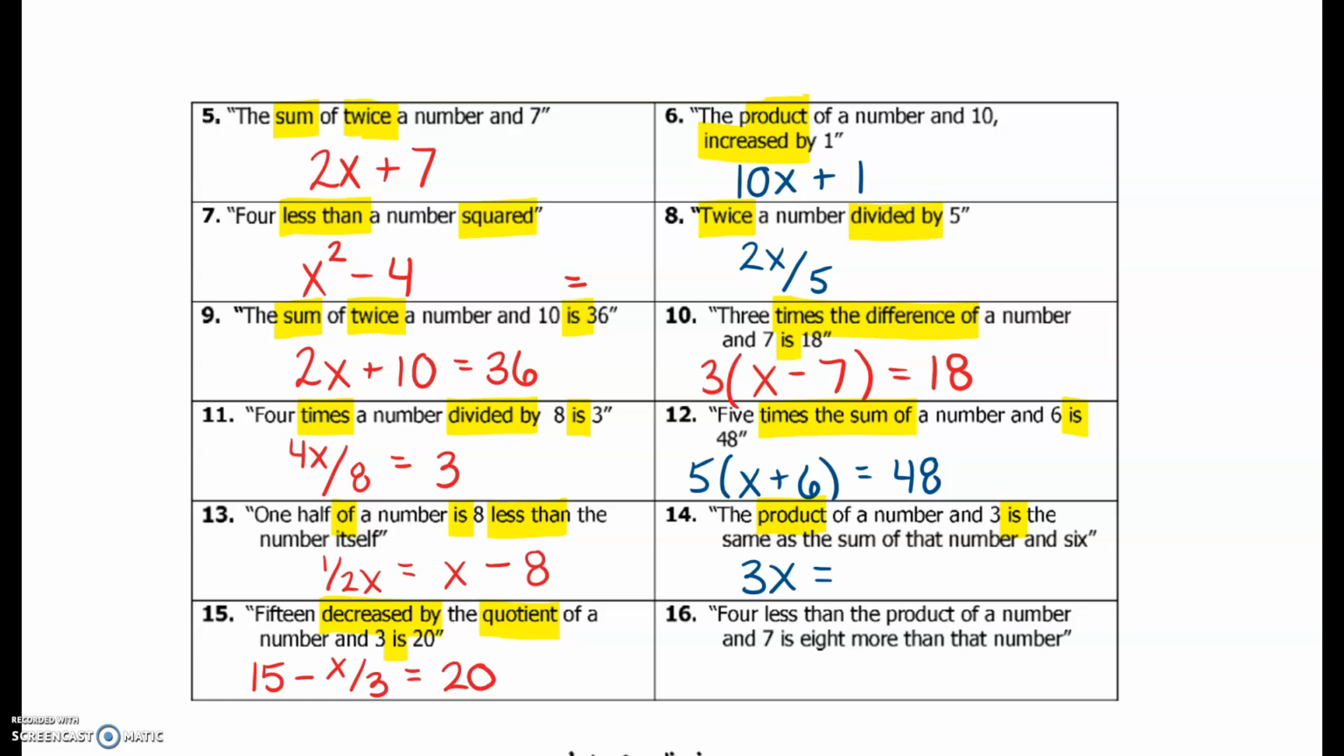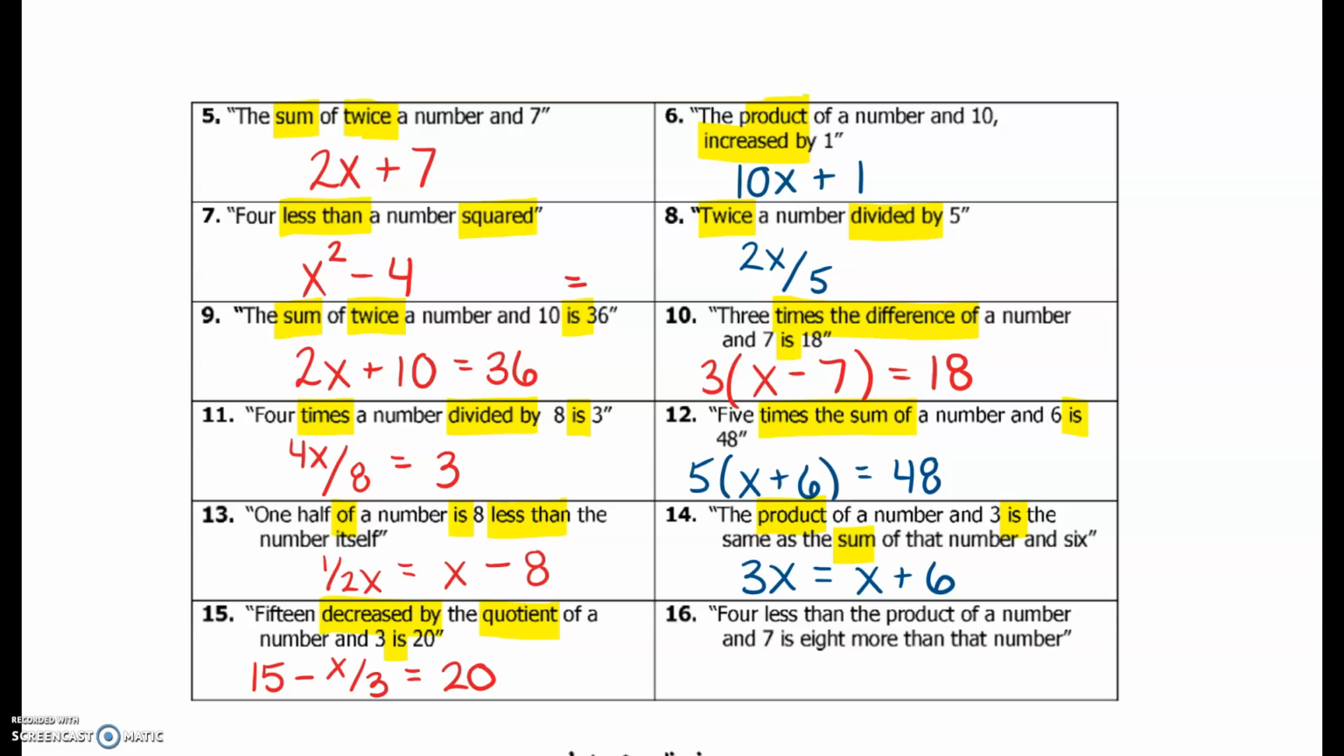The sum of that number and 6. Well, in this case, the keyword sum tells us that we are going to add a number and 6. Again, we don't know what the number is, so we're using x as our variable. Our last example here says 4 less than the product of a number and 7. Okay, a lot of things to consider in this example.